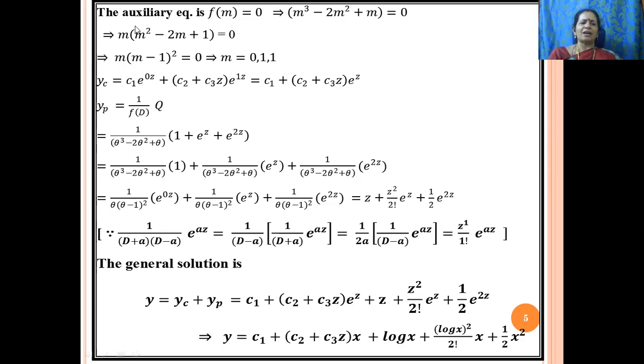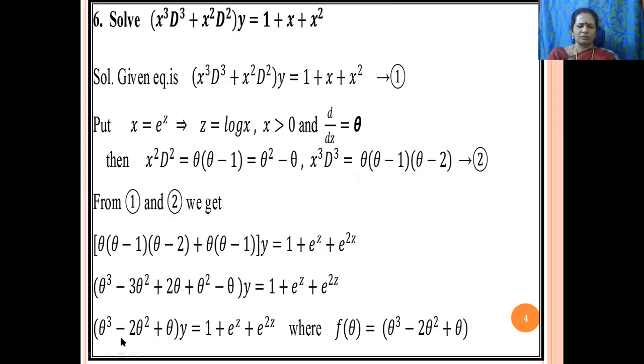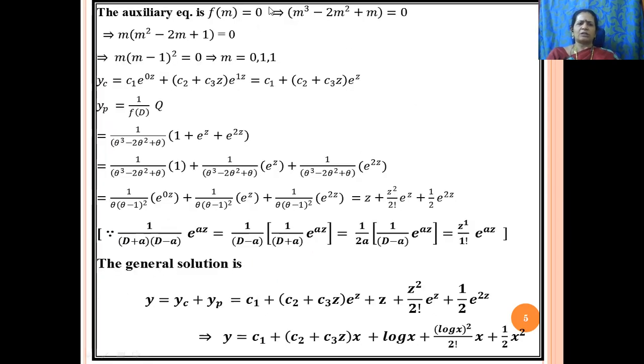From this we are going to write the auxiliary equation, that is f of m is equal to 0, which can be written as m cube minus 2m square plus m is equal to 0. That is the auxiliary equation. So write it in factors and find the values of m. This is a third degree equation, so we will get 3 roots. Simplify this, find the factors in terms of m, then we'll get the 3 roots.